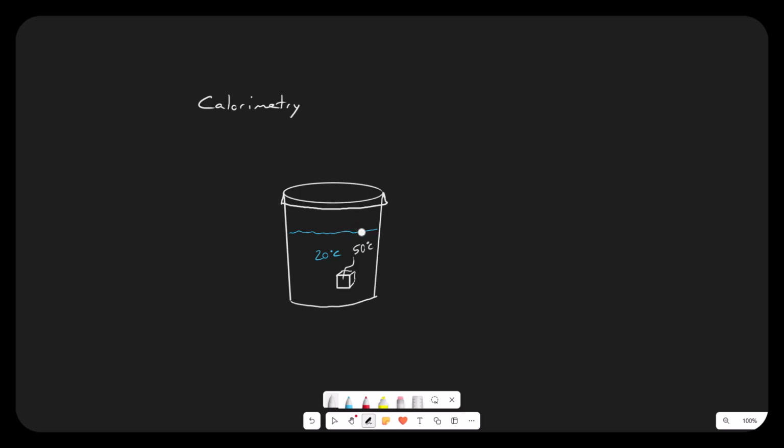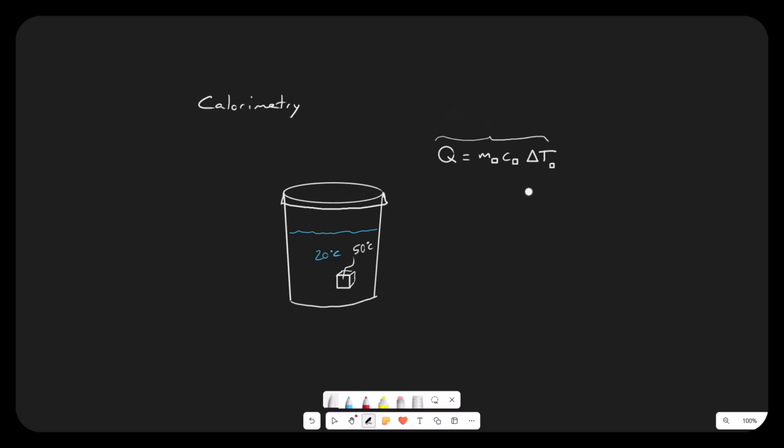What we know is that over time, these two will equilibrate. They will reach one common temperature. So what I need to do is figure out what temperature that is. The cube is going to lose heat. So that's going to have a Q equals mass of the cube, heat capacity of the cube, times the temperature change for the cube. This is the heat given off by the cube.